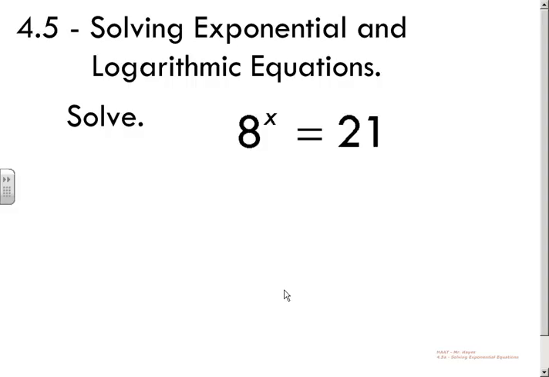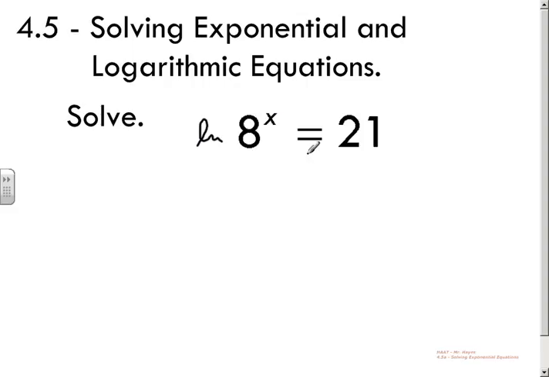All right, we're solving exponential equations using logarithm properties. So first of all, a very basic equation: 8^x = 21. And remember, the whole reason for using logs here is that we can use the log properties, and then the x will come out in front using the property of logs.